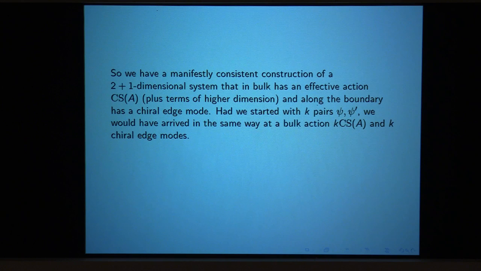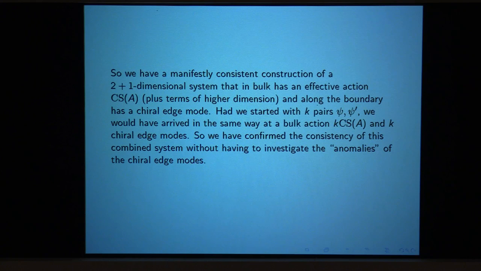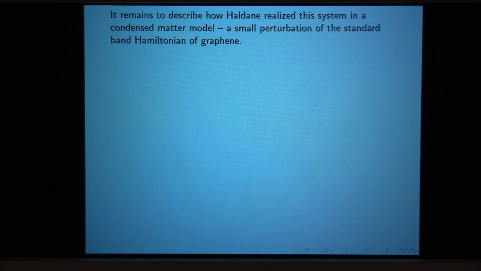So we've confirmed the consistency of the combined system without having to investigate the anomalies of the chiral edge modes. The last thing I will do, but you've heard some about it from other lectures, is to explain how Haldane realized this system in a condensed matter model, which was a small perturbation of the standard band Hamiltonian of graphene. When I started planning these lectures originally, I wanted to do some examples of explicit band calculations and explicit demonstrations of boundary states, but I found it was just going to be too time consuming. So the 5 minutes I'll say about this is all that I was left with from those good intentions.